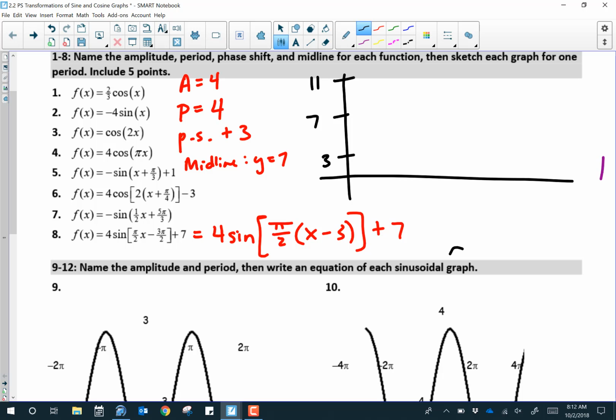Okay. All right, so I know my midline is at 7, so I'm going to draw a dashed line there. And then for my tick marks, I have a phase shift of 3, so I know that's where I'm going to start. I really like it when the pi's cancel out, because it's a lot easier than number 7 where we had to deal with the fractions and the pi's. So this is much easier. If I start at 3 and my period is 4, I'm just going to add 4, so it's really quite easy. So I'm going to end at 7. So 3, 4, 5, 6, 7. And then you can put in your points from there.